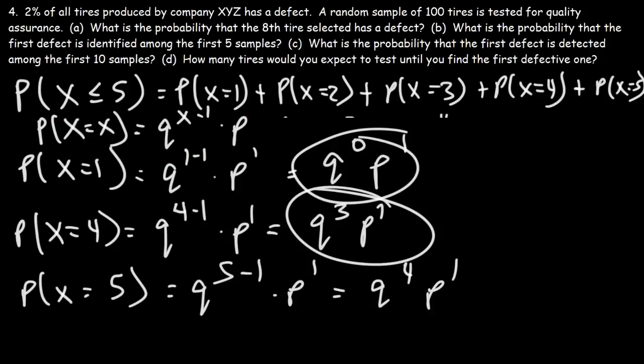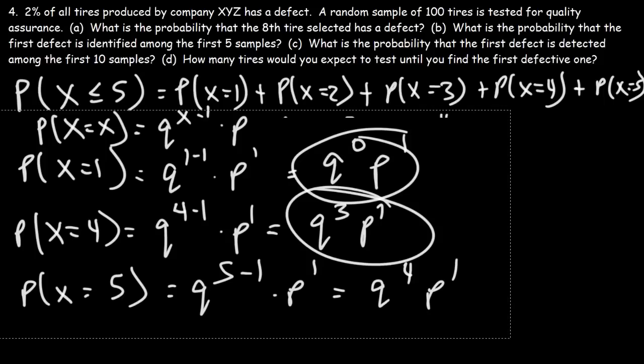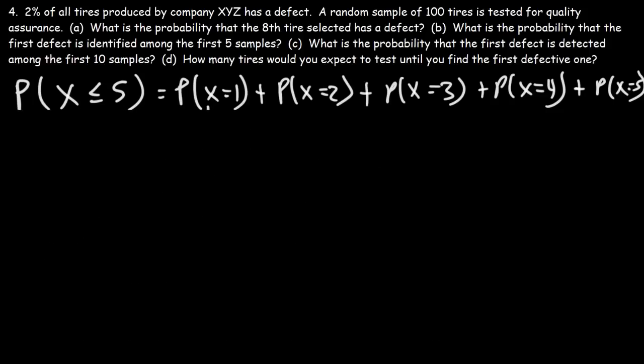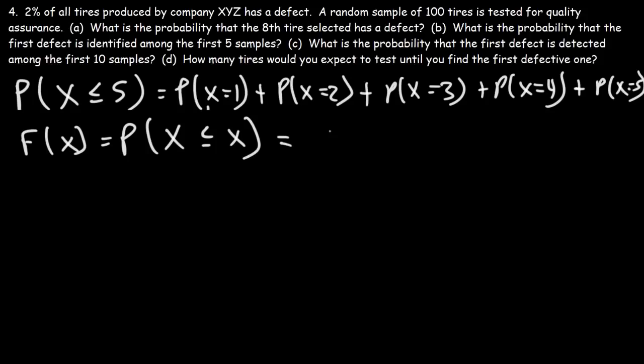Now, is there an easier way of getting the answer? Because what if we had to find the probability that the first defect will be identified among the first 20 samples? That will take a longer time. It turns out that there's a simpler formula to get the same answer, and here it is. This is known as the cumulative geometric distribution function. P of X less than or equal to little x is going to be 1 minus Q raised to the x. So this is the formula that you want to use for a problem like this.